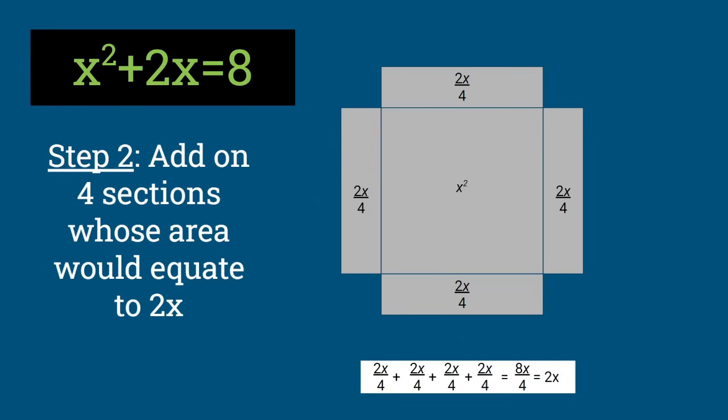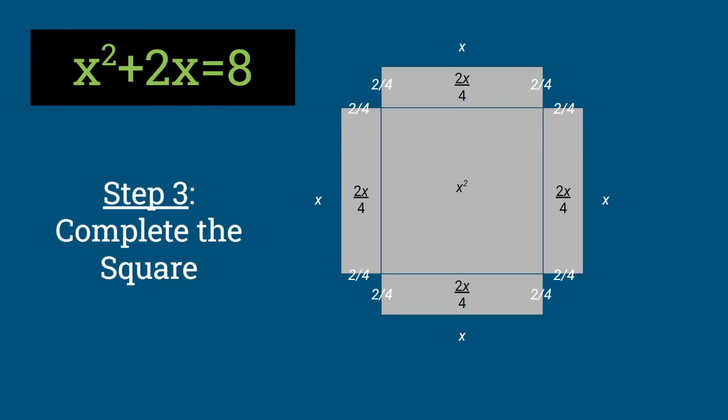We know that the long side of these rectangles are x, so in order to get the areas of 2x over 4, the other dimensions of the rectangles must be 2 over 4. If we wanted to make a complete square, we would need to fill in the 4 missing squares at the corners. And since each of its sides would be 2 over 4, the area of each of those new squares would be 2 over 4 times 2 over 4, which reduces down to 1/4.